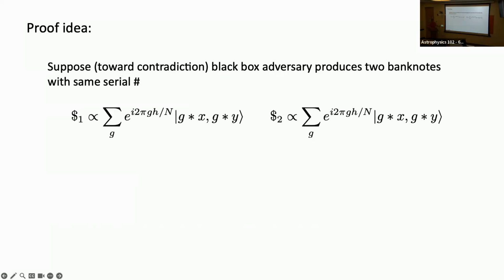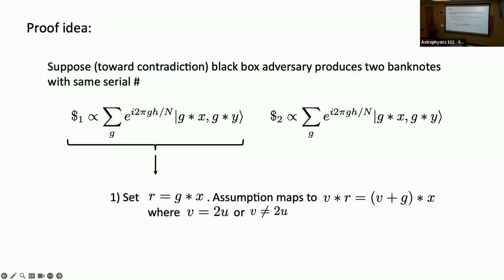And so we're going to assume for contradiction that we actually have an adversary that produces two banknotes, $1 and $2, and they're both valid banknotes with respect to this new group action.